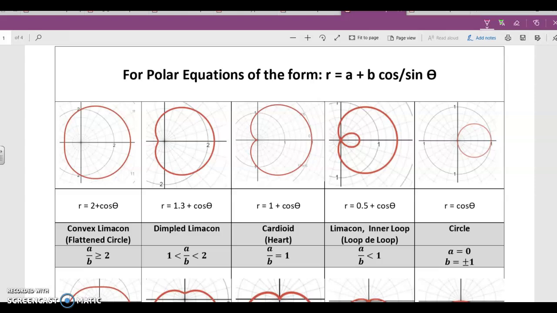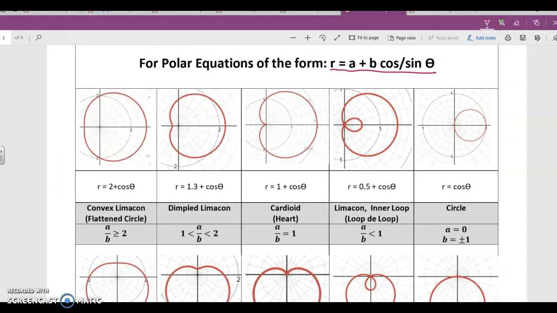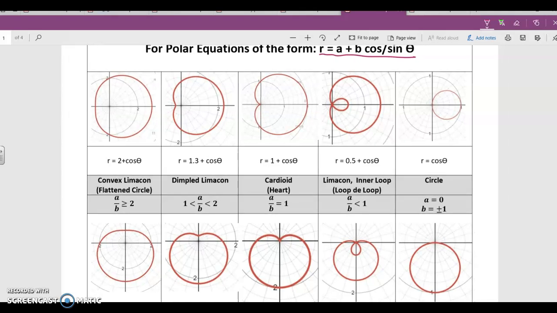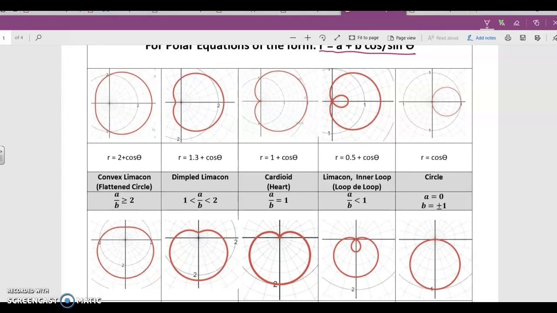So this is our new polar graph. This is for the polar equation that is of the form r is equal to a plus or minus b times cosine or sine of theta. So any polar equation that has that form is going to look like one of these.